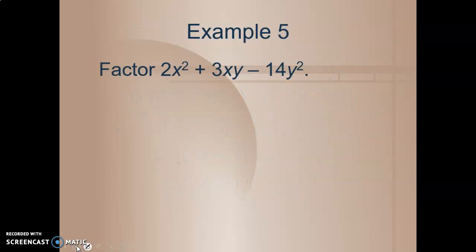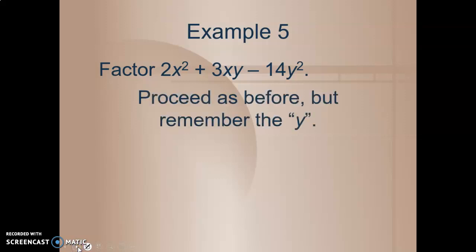All right, let's factor 2x squared plus 3xy minus 14y squared. First thing we're going to do is look for any common factors that can be factored out of all 3 terms, and it does not look like there are any. So we're going to proceed as before, but let's not forget the y. We know that a times c is negative 28, and our middle term is going to be a b. Because this is negative, one of our factors is negative and one is positive. And because our sum is positive, the bigger factor is going to be positive.